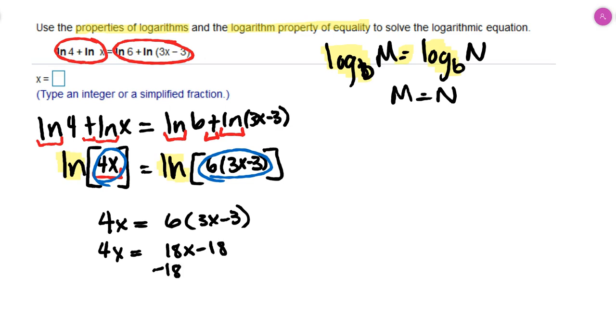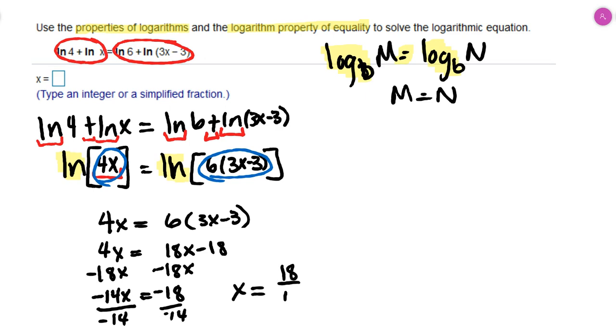I'm going to move all the x's to the same side of the equation. It gives me negative 14x equals negative 18. Divide both sides by negative 14, and I get x equals 18 over 14, and negative divided by negative is a positive, and this reduces down to 9 over 7.